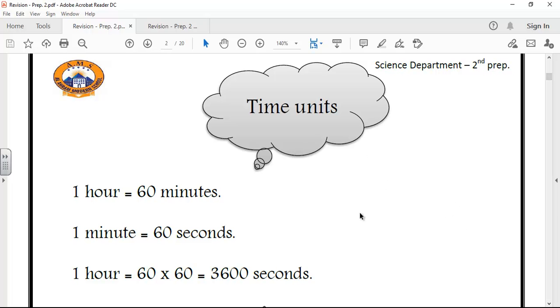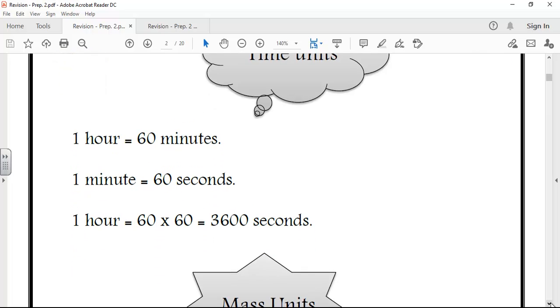What is the unit of time? The unit of time may be hour, and 1 hour, as we know, equals 60 minutes, and 1 minute equals 60 seconds. If you want to change from hour to second, meaning from big to small, times. So 60 times 60 equals 3600 seconds. This is the unit of time. Now we finished the unit of distance and time.